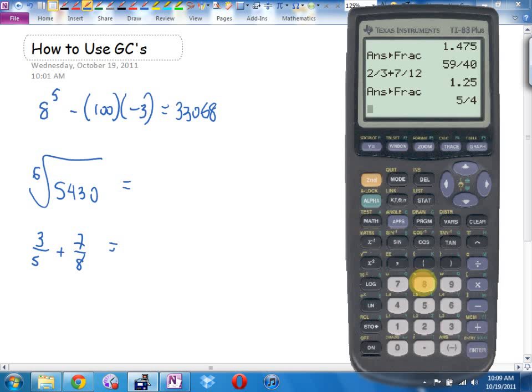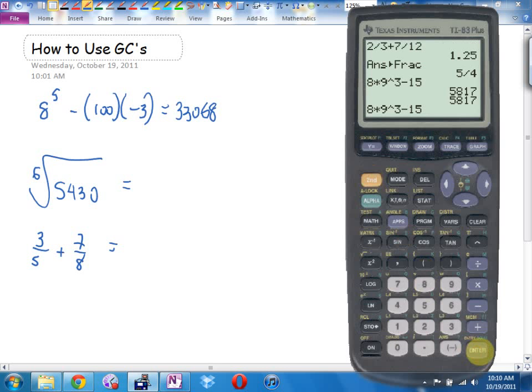Type with me, 8 times 9 to the power of 3 minus 15, and hit enter. It does the order of operations properly for you. 8 times 9 to the power of 3 minus 15, hit enter. You got 5817? I made a mistake. I didn't want to put 8 times, I wanted to put 7 times. To bring back any previous line, if you go second function, enter, second function, enter, that brings back your last line of typing, and now I can go back.